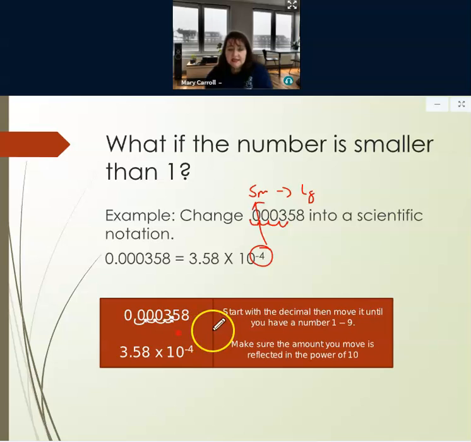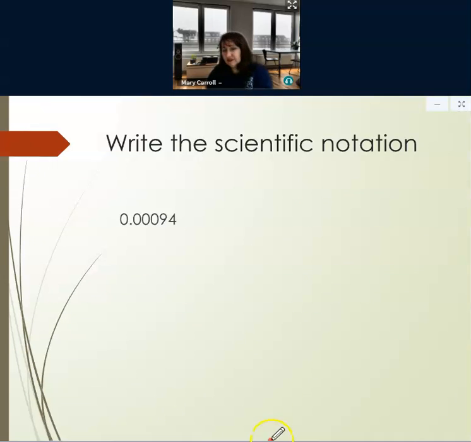So in this case, I start with a decimal between 1 and 9, so I noticed that the number would have to be 3.5. Okay, that is between 1 and 9. And then, as I said, I just count. So I'm just doing 1, 2, 3, and then in order for me to get there, I have to move in the -4 direction, okay? So write that in scientific notation, pause the video.